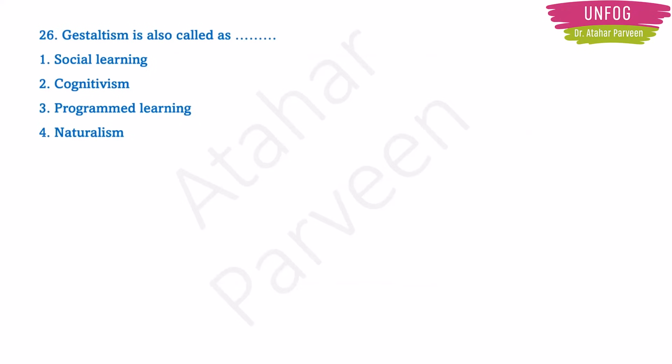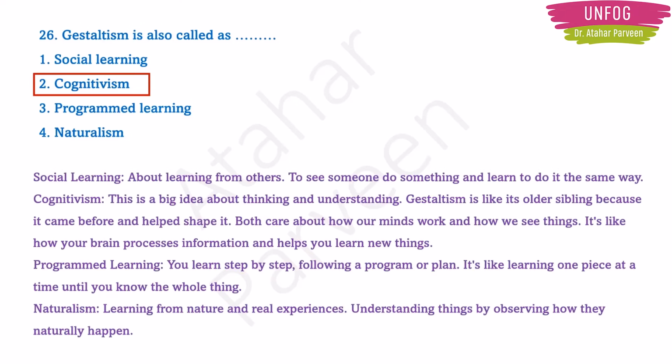Next, question number 26. Gestaltism is also called as, 4 options are given: social learning, cognitivism, programmed learning, naturalism. So Gestaltism, you can call it cognitivism also, because cognitivism is actually one big idea about thinking and understanding. Gestaltism is also like cognitivism only, but you can say it is the older sister or older brother of cognitivism, because it came before and helped to give shape to it.